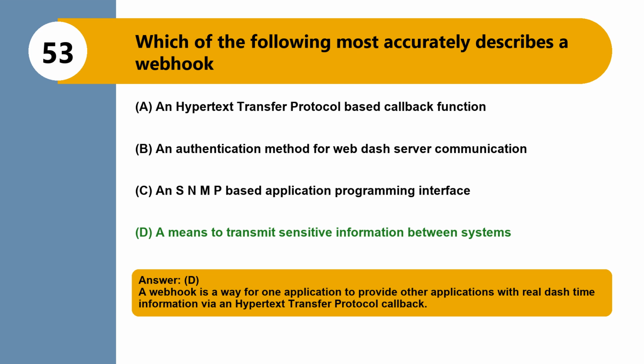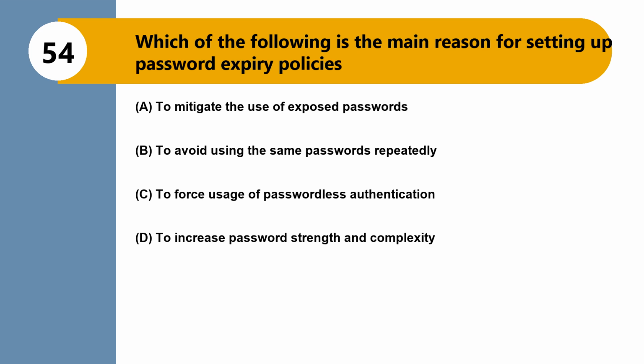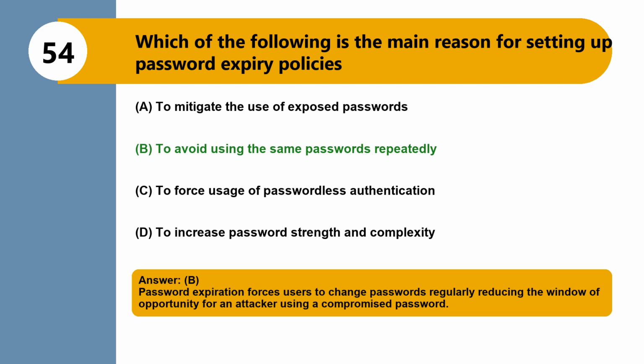callback. Question 54. Which of the following is the main reason for setting up password expiry policies? Option A, to mitigate the use of exposed passwords. Option B, to avoid using the same passwords repeatedly. Option C, to force usage of passwordless authentication. Option D, to increase password strength and complexity. The correct answer is option B, to avoid using the same passwords repeatedly. Password expiration forces users to change passwords regularly, reducing the window of opportunity for an attacker using a compromised password.